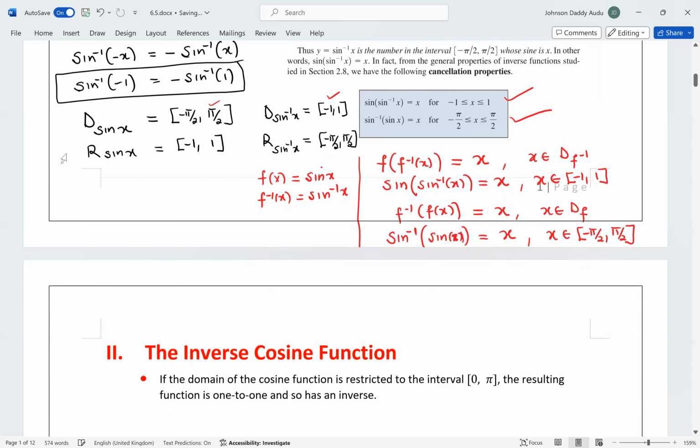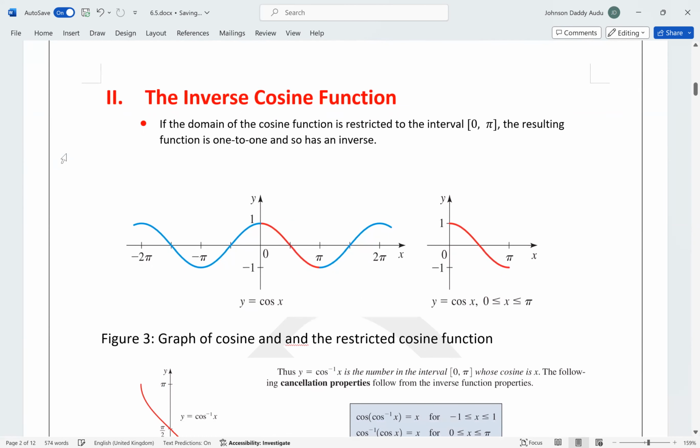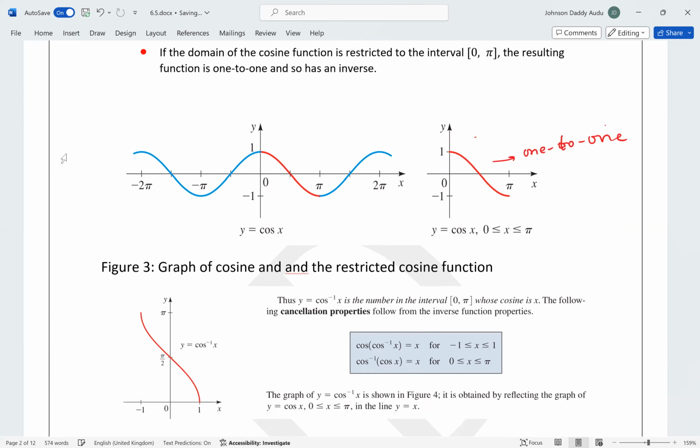All right. Now let's talk about cosine as well. For cosine, it's still similar. Ordinarily, this is the graph of cosine from minus 2 pi to 2 pi. And as you can see, cosine is not one-to-one. But if we restrict it to from 0 to pi, it becomes this one. So this is our cosine, and you can see that this is one-to-one, right? And since it's one-to-one, it means we can find the inverse. So the inverse is this one.